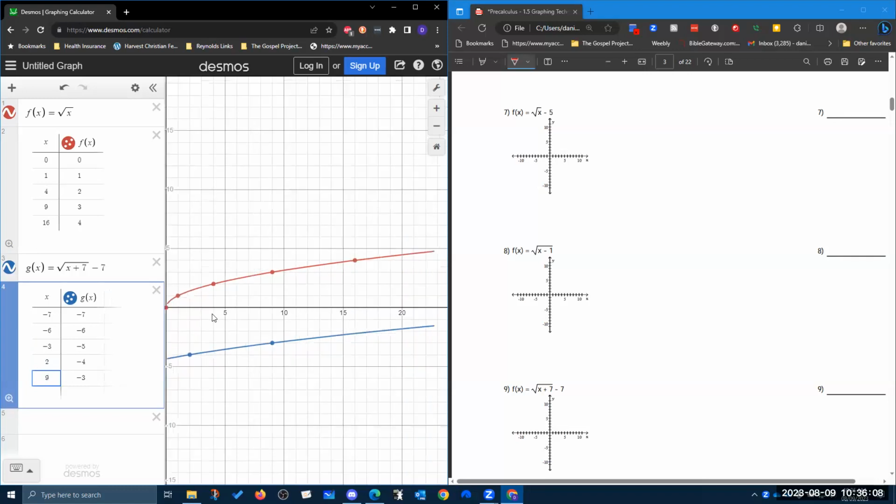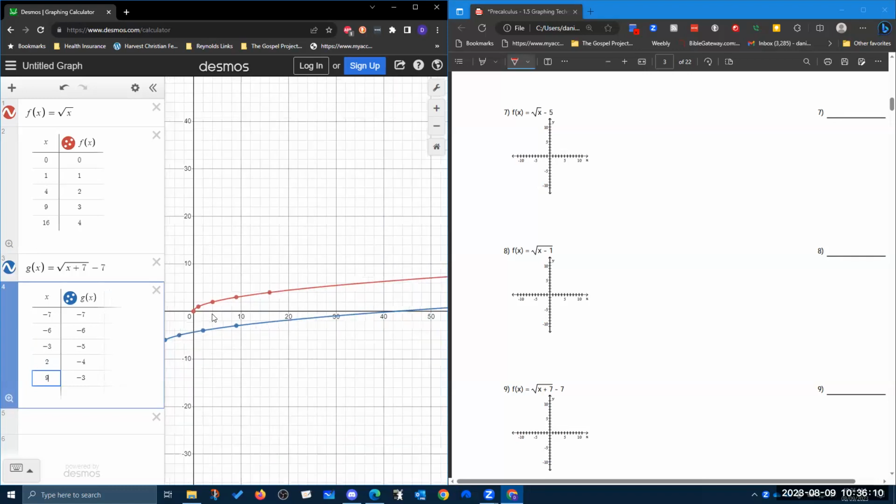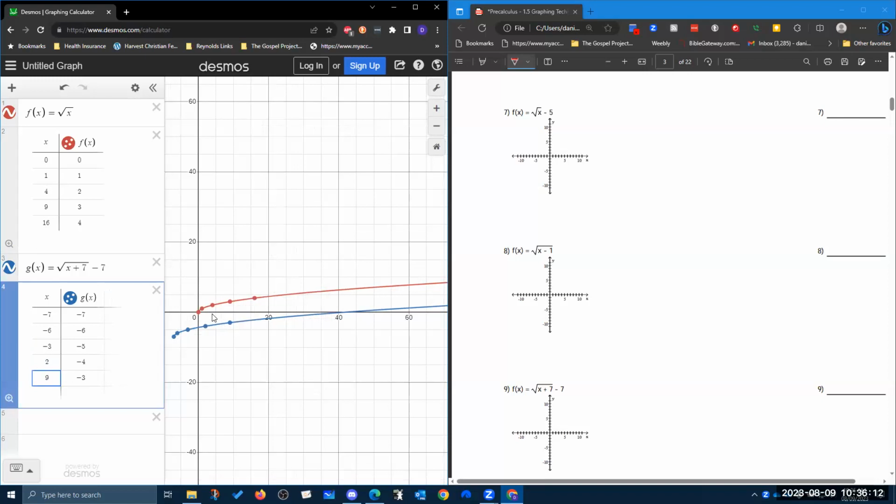And we're going to go ahead and take a look at this graph now. I'm going to zoom out so you can see it. So we took this point that was at 0, 0, and we shifted it left 7 and down 7, and it's at -7, -7. We took this point that was at 1, 1, and we shifted it left 7 and down 7, and it's now at -6, -6.